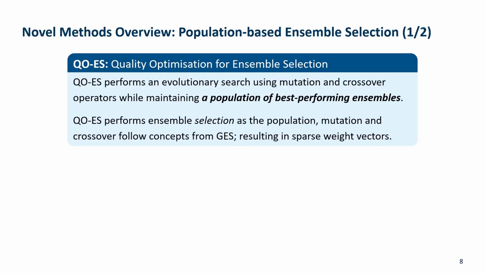In detail, we propose quality optimization for ensemble selection, which performs an evolutionary search using mutation and crossover operators while maintaining a population of best performing ensembles. Furthermore, it performs ensemble selection as the population, mutation, and crossover follow concepts from greedy ensemble selection, resulting in sparse weight vectors. The intuition is as follows.